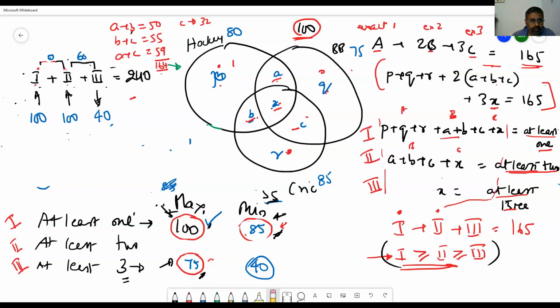You have to do at least 2 has to be the maximum. At least 2 has to be the maximum means the other 2 will have to be minimum. So this has to be minimum. The other at least 2 has maximum.